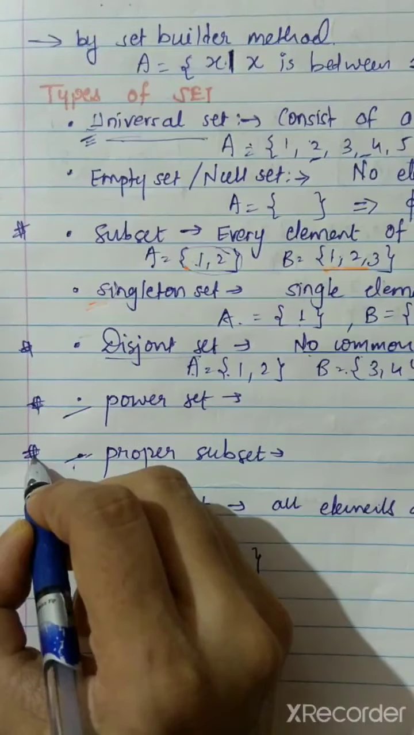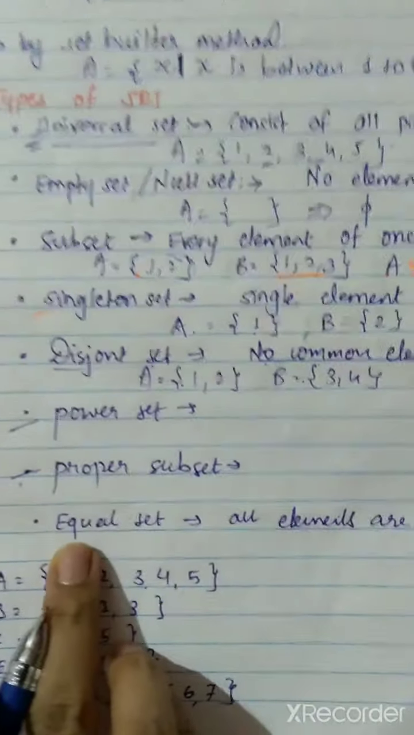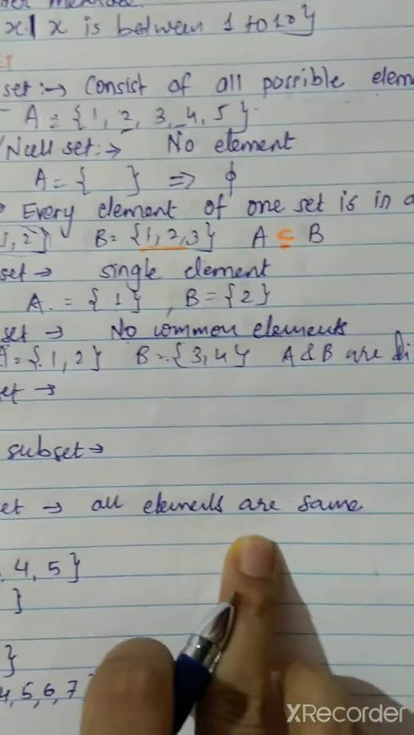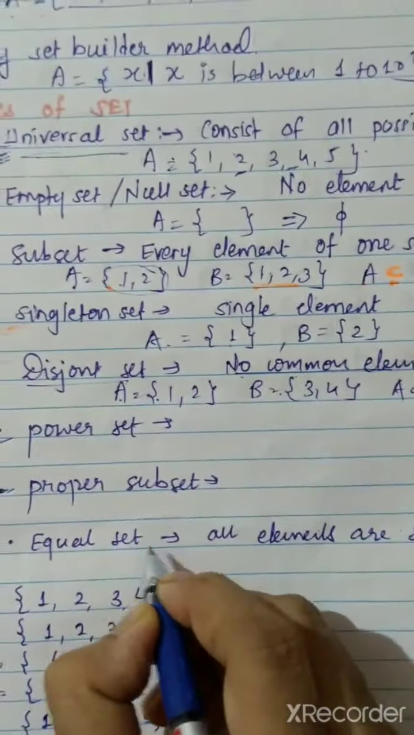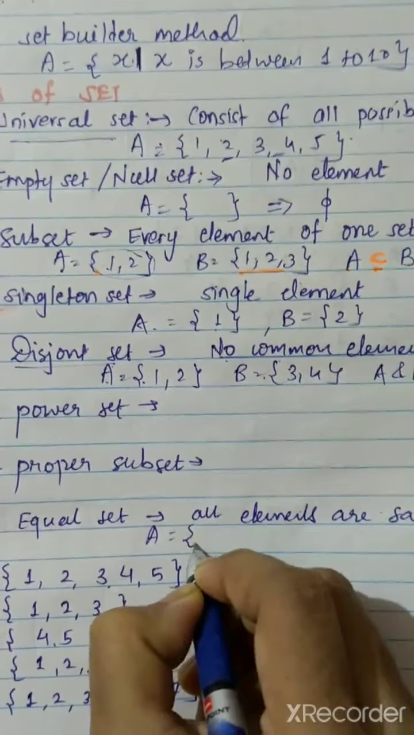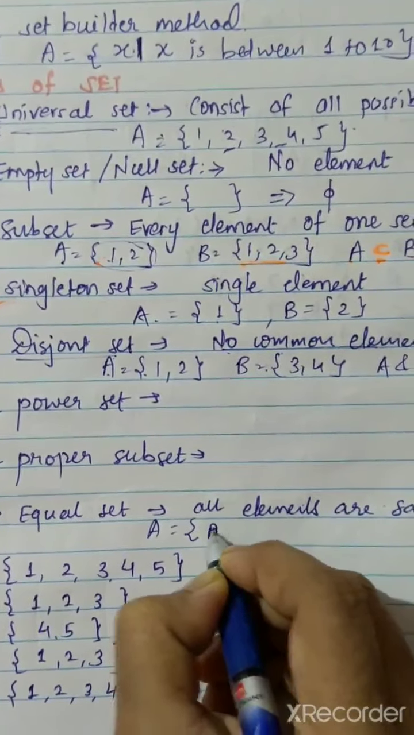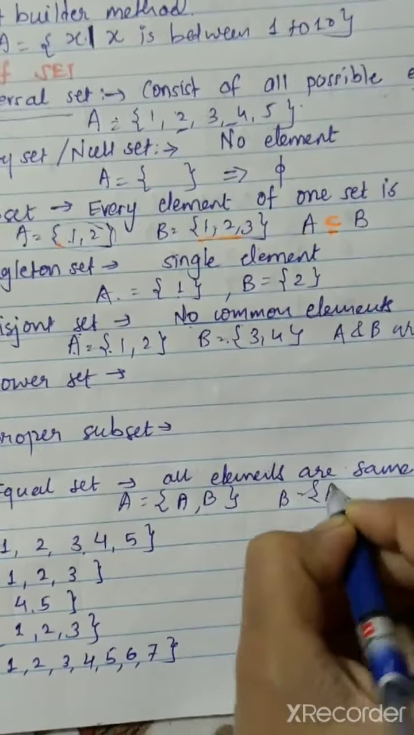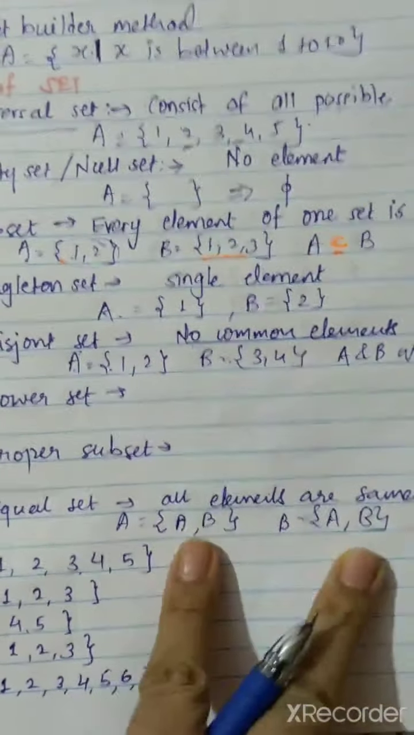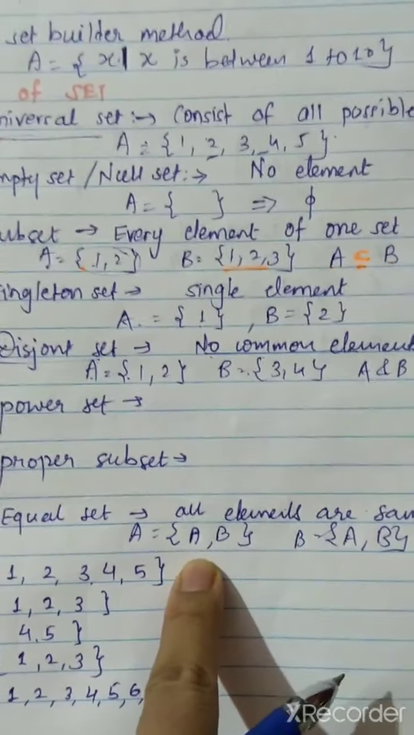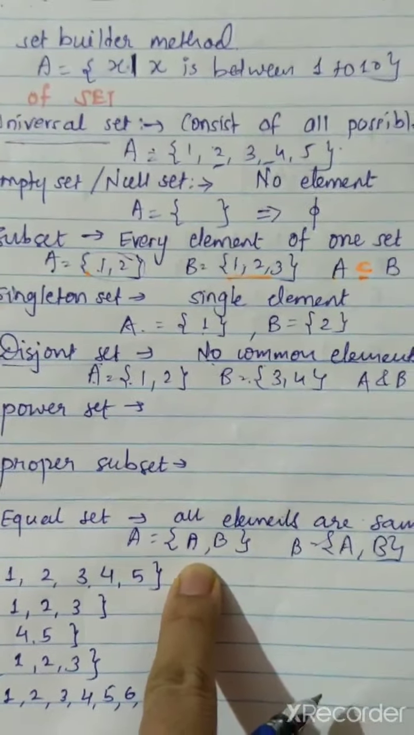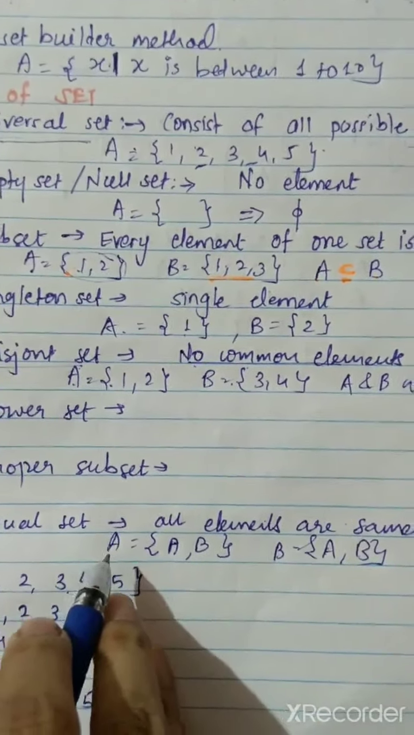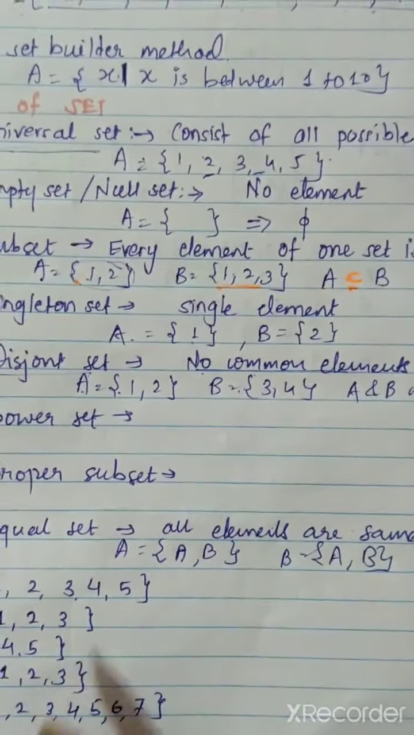Before that, we'll see equal set. Equal set means what? All elements are the same. For example, if we have set A as {a, b} and set B as {a, b}, not necessarily always will you have numbers. You might have letters. You might have any other things, like names of animals, names of trees, and so on.